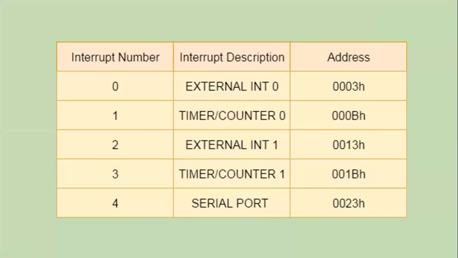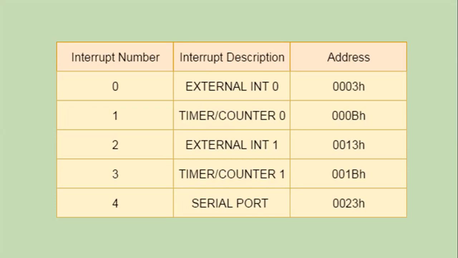Now in this table, how many interrupts can you observe? Can anybody please answer me? Five interrupts, starting from 0 to 4. Some people say there are 5 interrupts and some say 6, because 2 interrupts are related with the serial port. If you consider the serial port as one interrupt, there are 5 interrupts. If you consider two different interrupts of the serial port, there are 6. So 5 is a correct answer and 6 is also a correct answer.